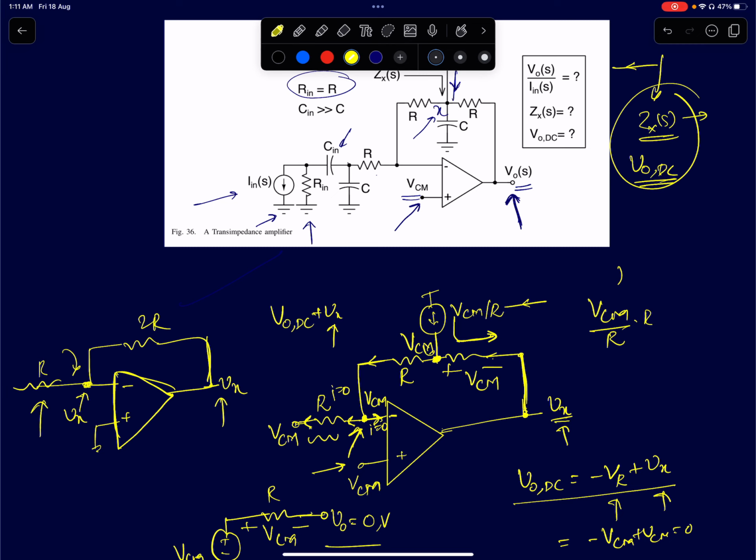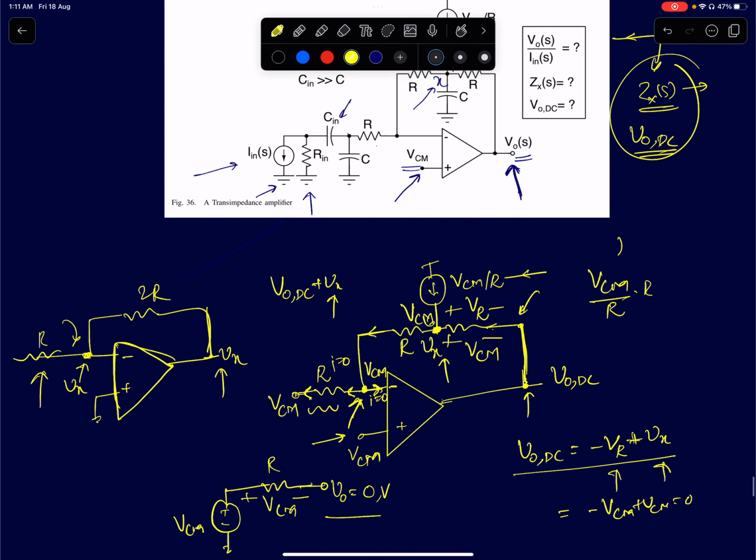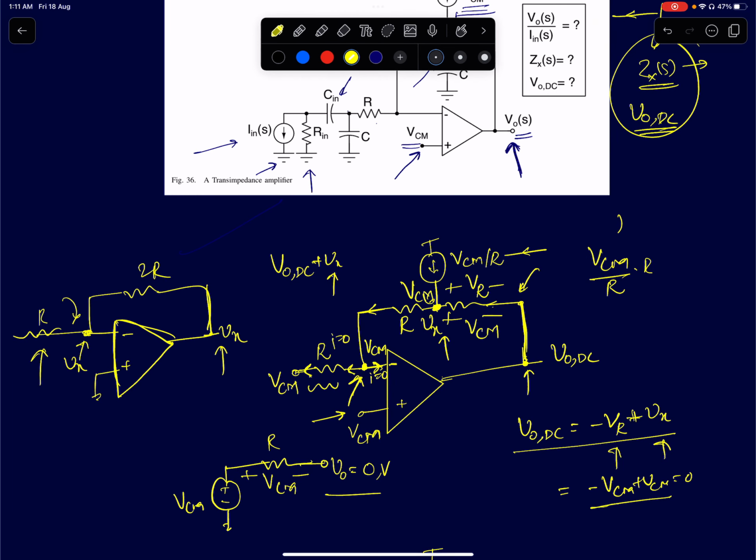So now immediately we can see that the output voltage, let's call it V0 DC, will simply be, I'm using this notation, I'll maintain it throughout this lecture. So VR represents the voltage across the resistor. The negative terminal is connected to the output. So that's how I'm using the notation. And if Vx is the node voltage at node X, then the output voltage is simply given by minus VR plus Vx. So that comes from KVL. Okay. So directly substitute, VR is VCM, and Vx is VCM. So you get minus VR plus VCM, which is 0.